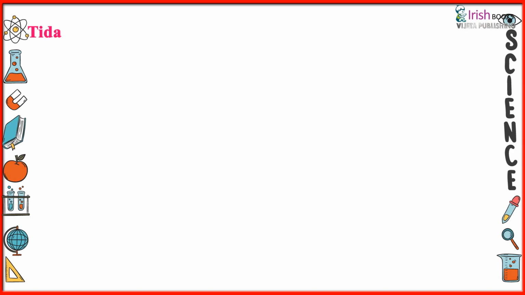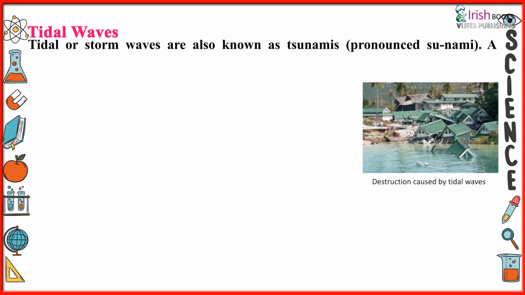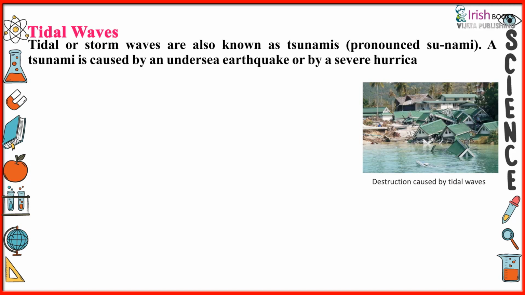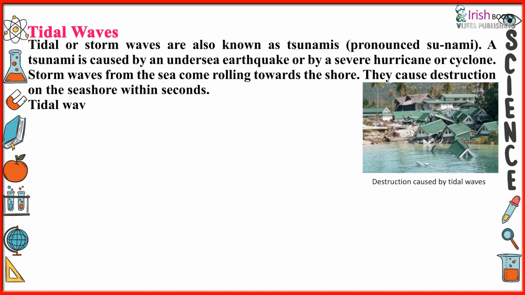Tidal waves. Tidal or storm waves are known as tsunamis, pronounced tsunami. A tsunami is caused by an undersea earthquake or by a severe hurricane or cyclone. Storm waves from the sea come rolling towards the shore. They cause destruction on the seashore within seconds. Tidal waves as high as 15 meters have been recorded. If there is already a high tide, then storm waves hit the land. They can cause severe damage.